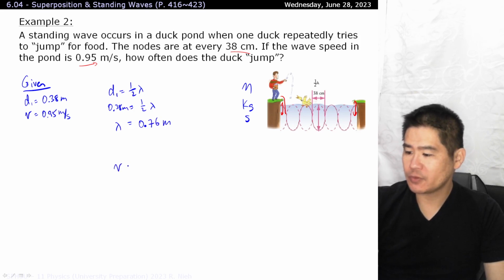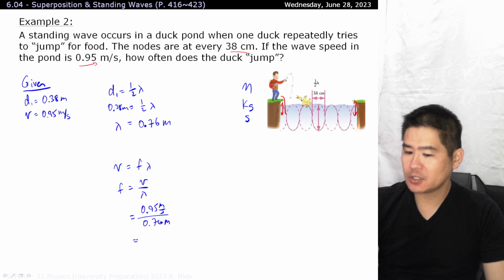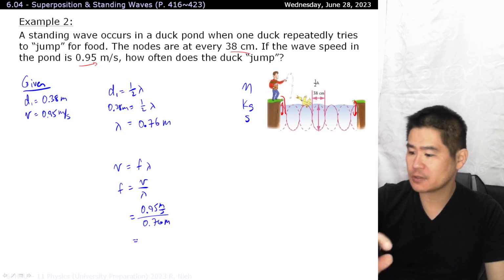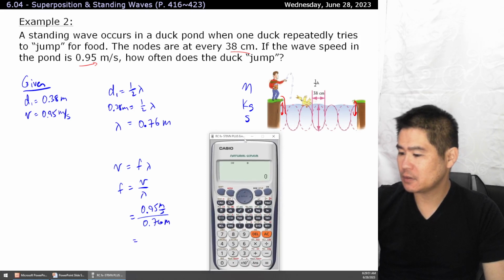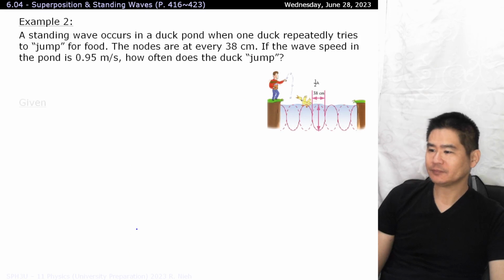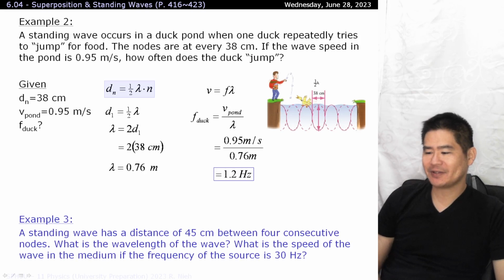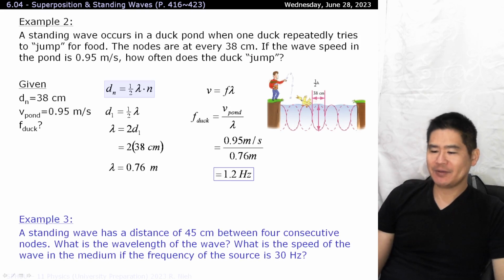Lastly, we can use the universal wave equation, v equals f lambda, to solve for the frequency. So frequency is equal to speed divided by wavelength. So 0.95 meters per second divided by 0.76 meters should get you a frequency that's above 1 hertz. 0.95 divided by 0.76 gives you 1.25 hertz. Wonderful. Everything works out.